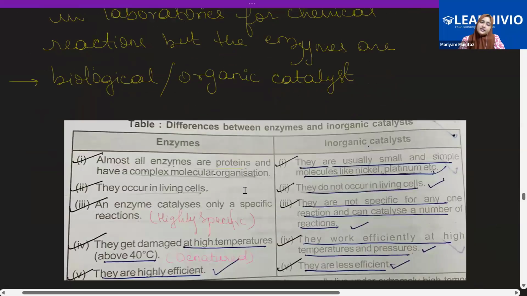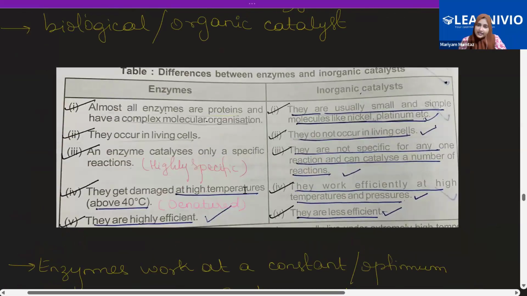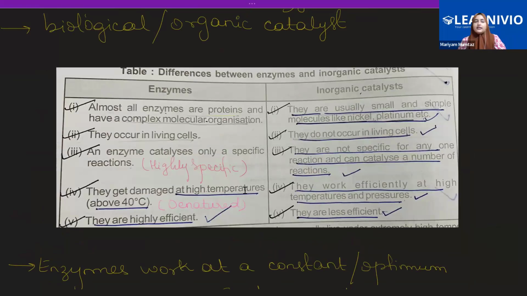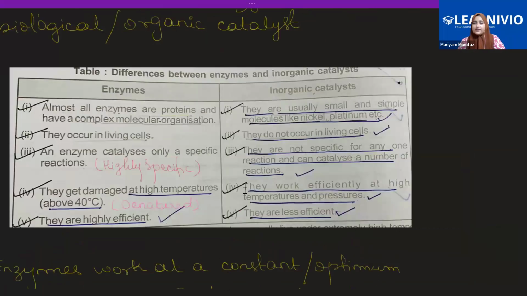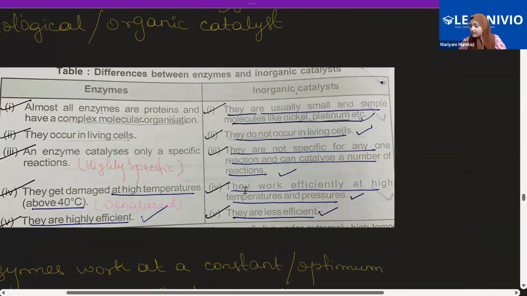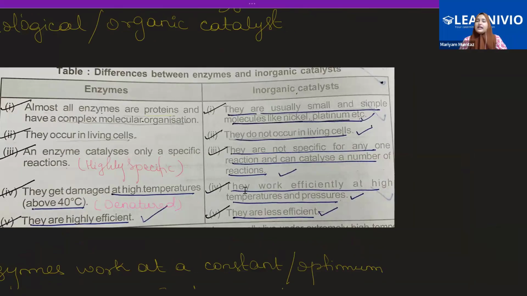Now let us see the difference between enzymes and inorganic catalysts. Remember that almost all enzymes are proteinaceous and have a complex structure. Whereas inorganic catalysts are not proteins; rather, they are inorganic molecules like nickel and platinum. These are added to the reaction so as to increase the rate of the reaction.